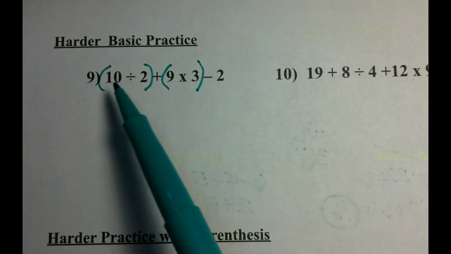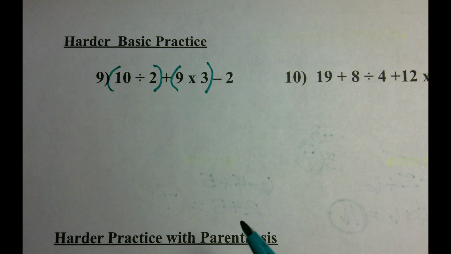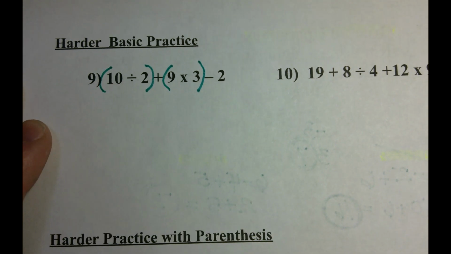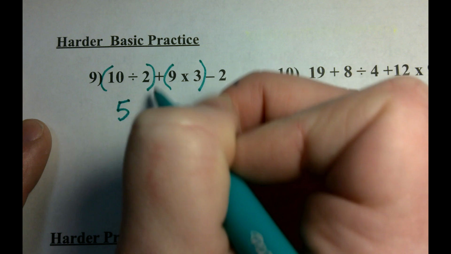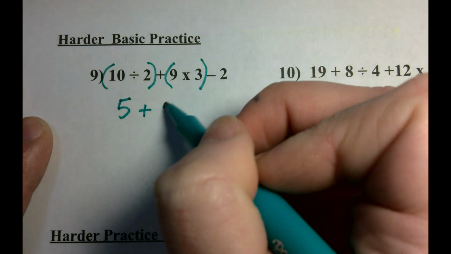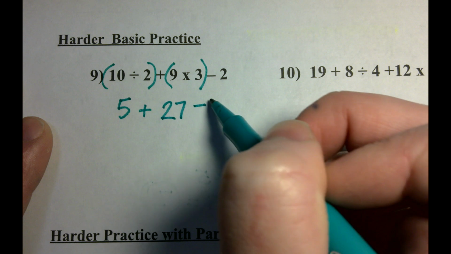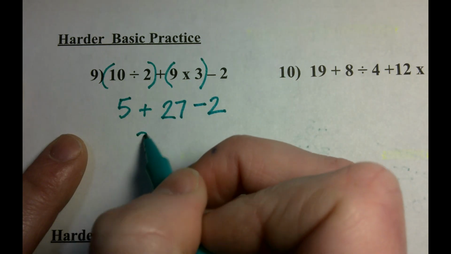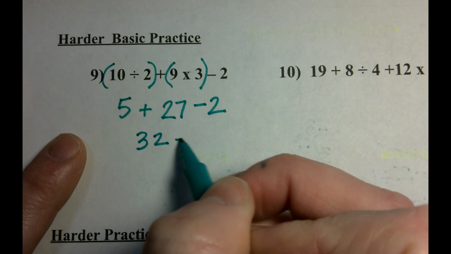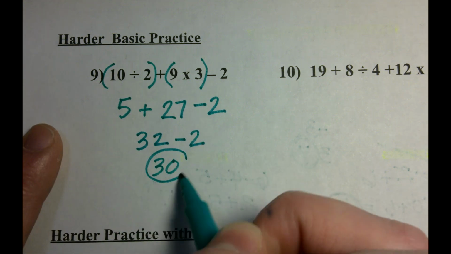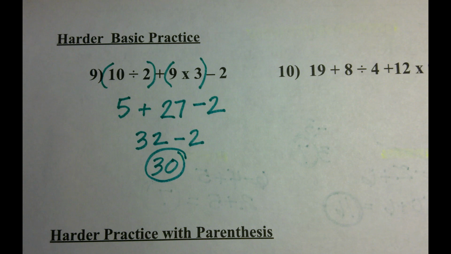Personally, if you know that these are coming first, you could just go ahead and put them in parentheses. What's 10 divided by 2? 5. 5 plus 27. 9 times 3 is 27. Minus 2. What's 5 plus 27? 32. Minus 2. 30. Awesome.